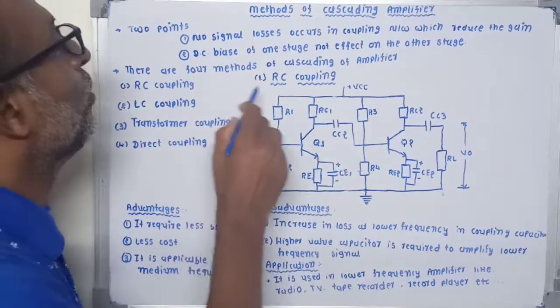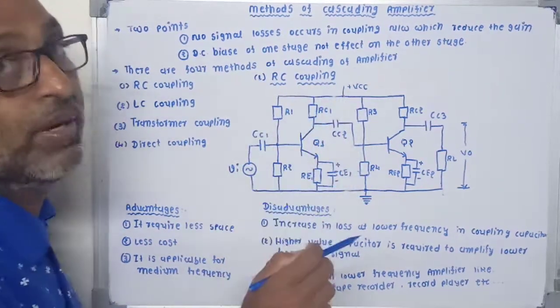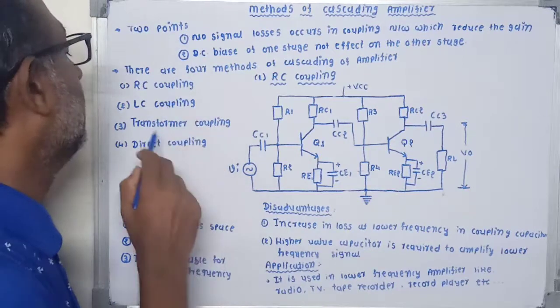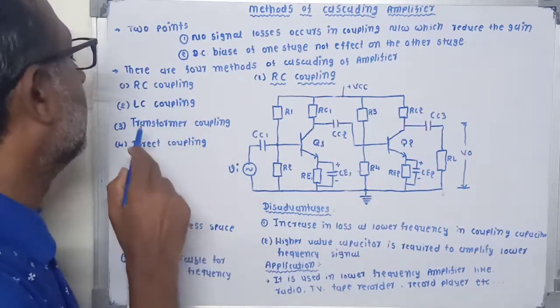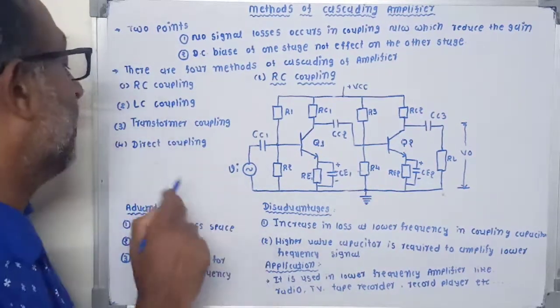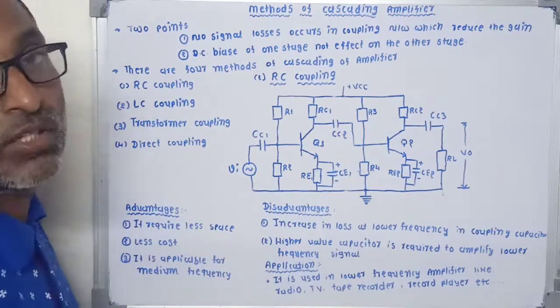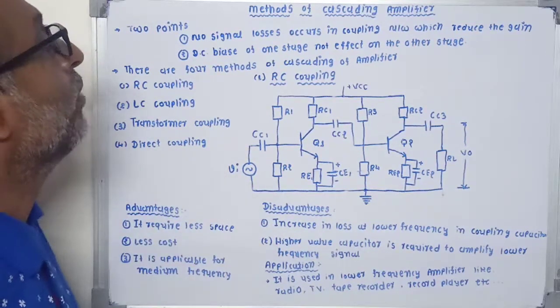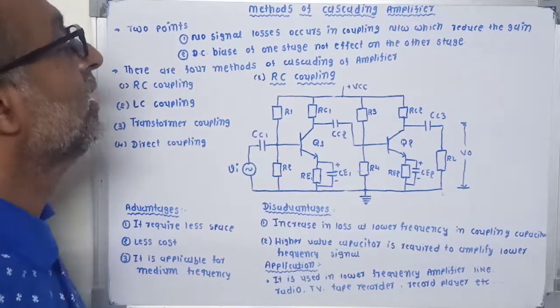Now, there are 4 methods of cascading of amplifier. First, RC coupling. Second, LC coupling. Third, transformer coupling. And fourth, direct coupling. So here we will see, one by one, the different methods of cascading the amplifier.